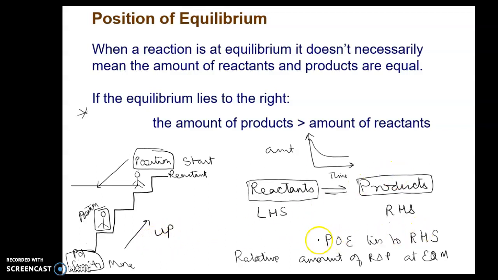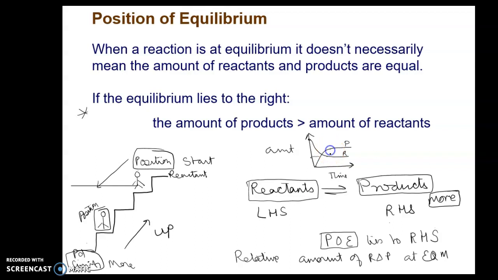Now I've got to look, where is the position of equilibrium lying? Position of equilibrium is lying to the right-hand side. That means I have got more of the products. So when I plot the graph, the final finish line of the products would be above the amount of the reactants. So the reactants are finishing here. I'll start from 0, the reactants line is there and the product line has to be above that of the reactant.